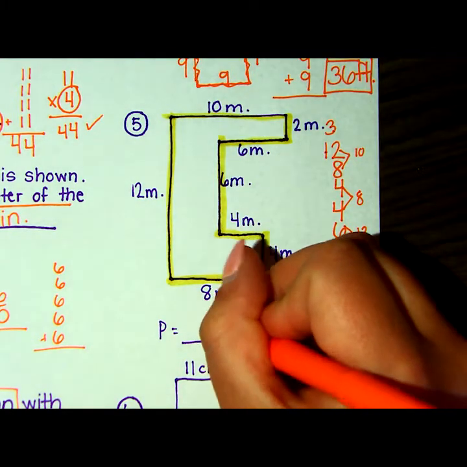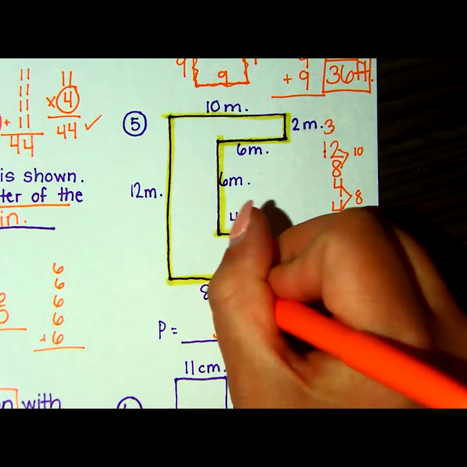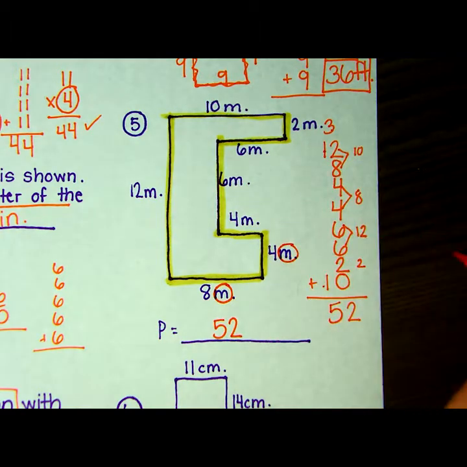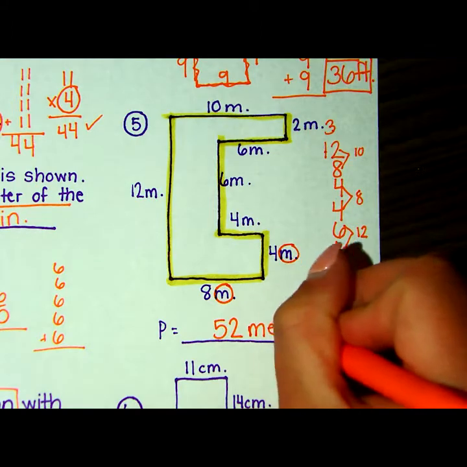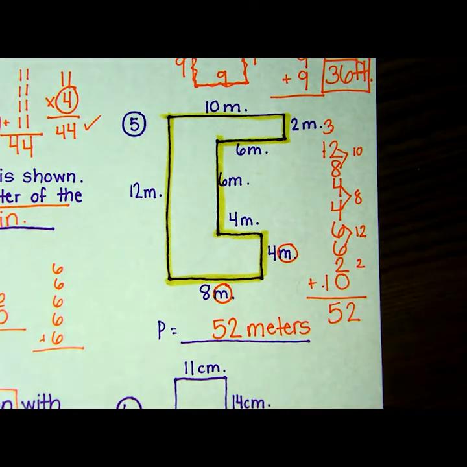And that little M right there that you see, M stands for meters. You can abbreviate or you can write out the entire word meters. Either way is correct. Last one, number 6. Let me move this down.